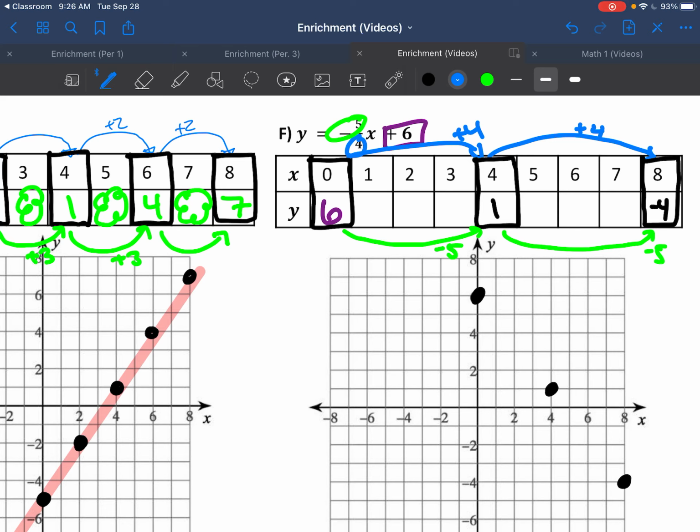Now, what I want you guys to notice here is going from one dot to the next, we go down 5, and then we go to the right 4, right? Well, this down 5 matches our minus 5 in the numerator. This right 4 matches our positive 4 in our denominator that's attached to the x. So just think about that when you do your graphing, okay?